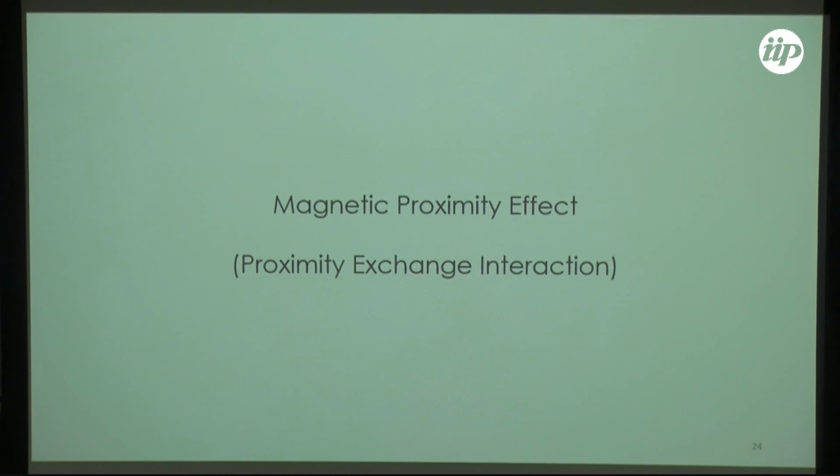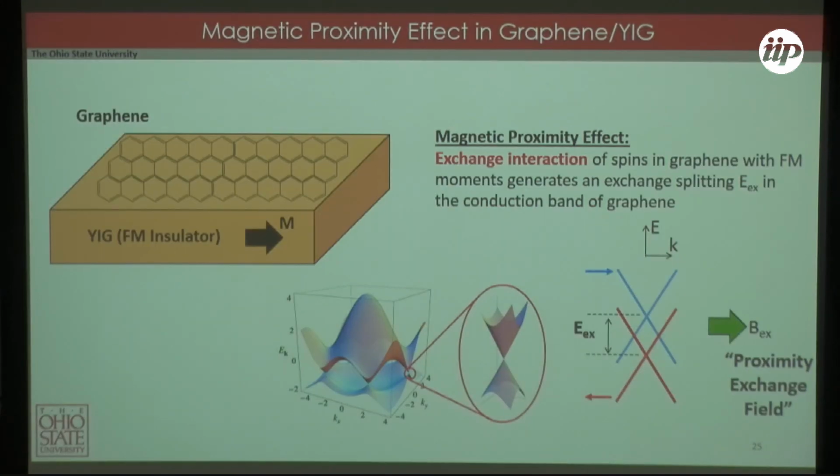Okay. So I do want to talk a little bit about magnetic proximity effect. It was touched on a couple of times. This is some work that we've done in collaboration with Michael Flate here. So this is what the magnetic proximity effect is, or it's also called proximity exchange interaction, or some people call it induced ferromagnetism. I don't usually call it that.